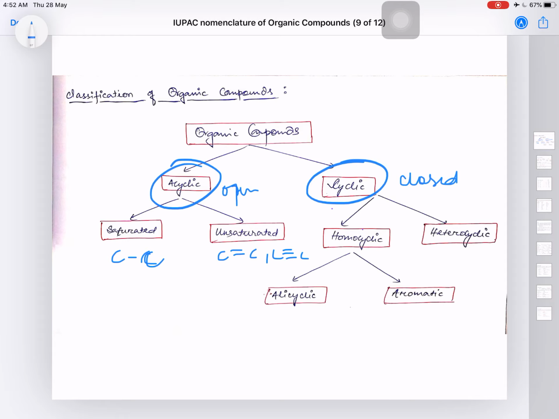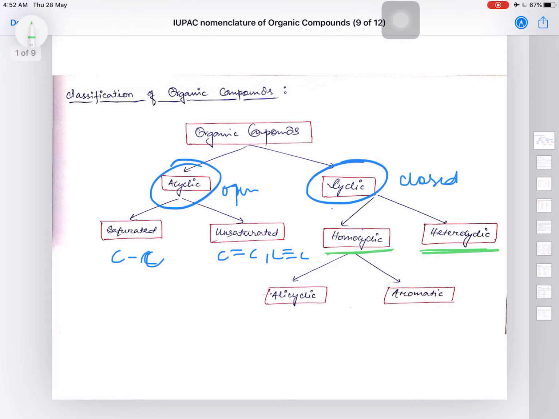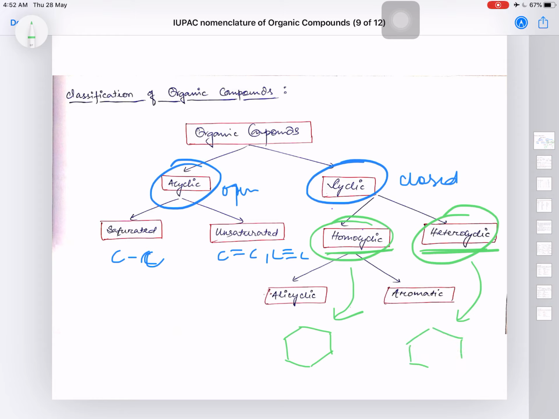On the other hand, cyclic compounds are again subdivided into homocyclic and heterocyclic. Homocyclic means the cycle is made up of only carbons. Homocyclic compounds are those in which only carbon atoms are present in the ring. Heterocyclic compounds are those in which any atom other than carbon is present in the ring. Homocyclic compounds are again further subdivided into alicyclic and aromatic compounds.